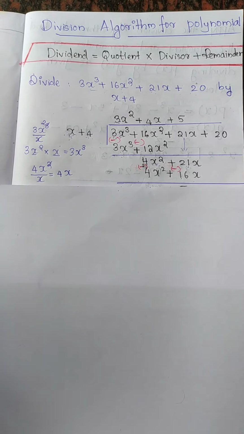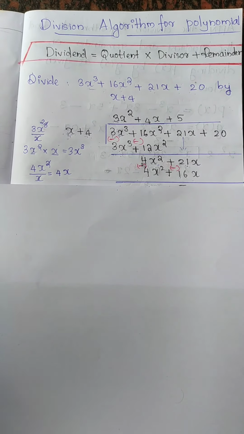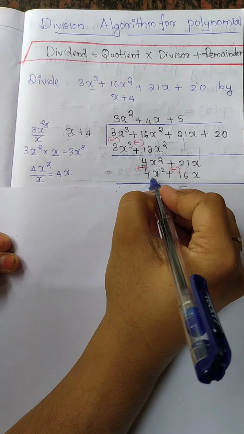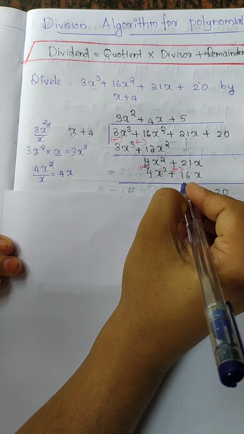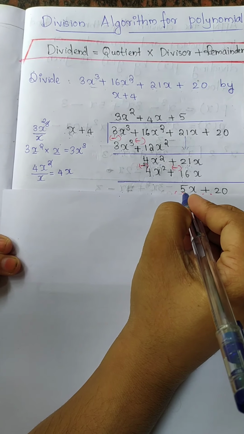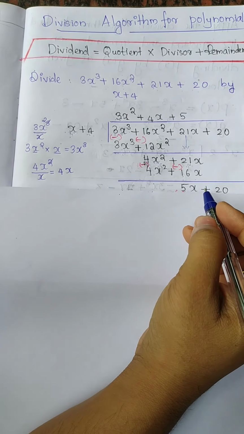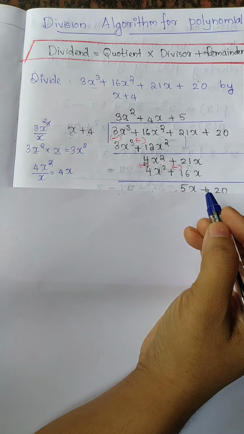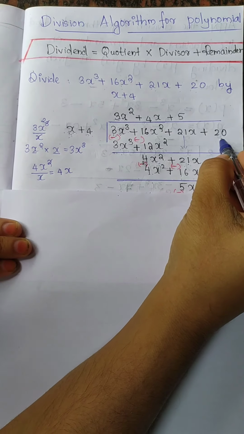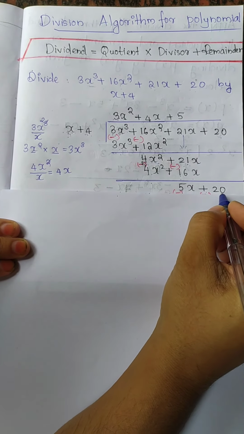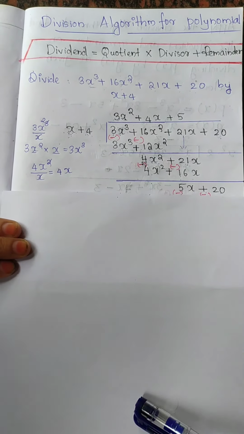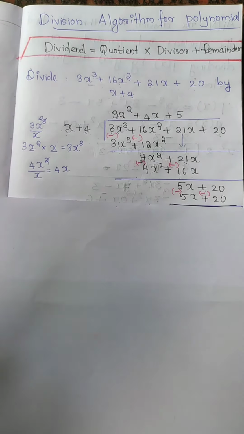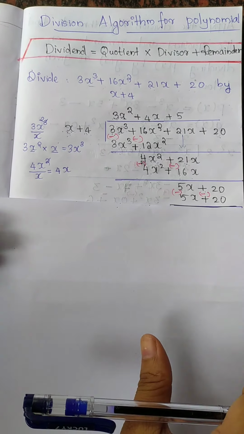Now what do we have to do again? Again repeat the subtraction process. Then 4x square minus 4x square, that answer is 0. 21x minus 16x, what is the answer? That is 5x. Then what do you have to do? We have to bring the next term down, that is 20. 5x plus 20, and again we get a new dividend here.